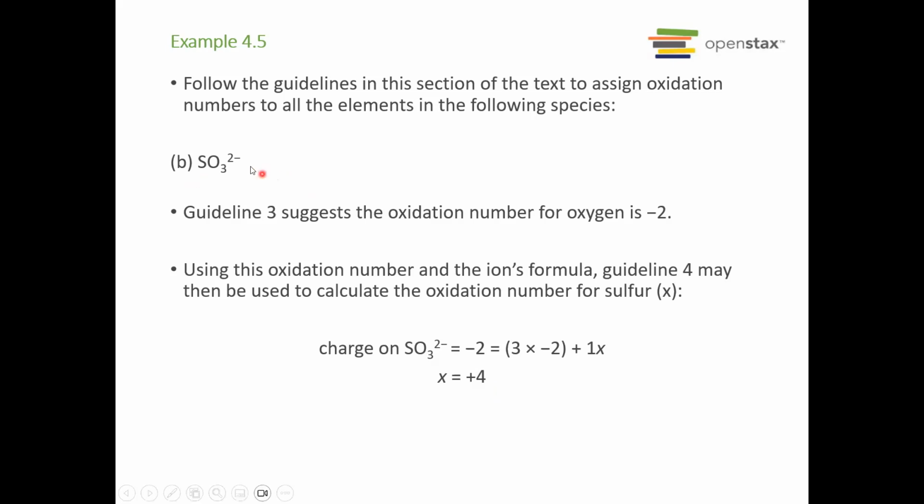If this was sulfur trioxide and it was a neutral molecule, then it would add up to 0. So in that case, sulfur would be +6. But in this case, with the sulfite ion, it only needs to balance out to -2. So we only need sulfur to be +4.